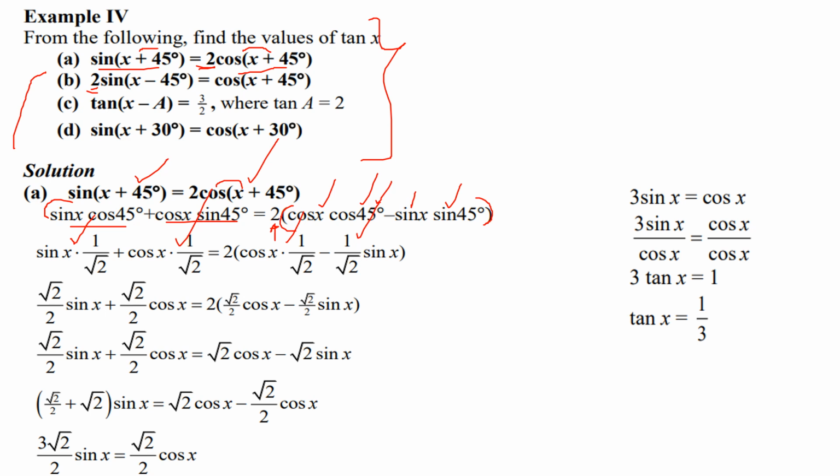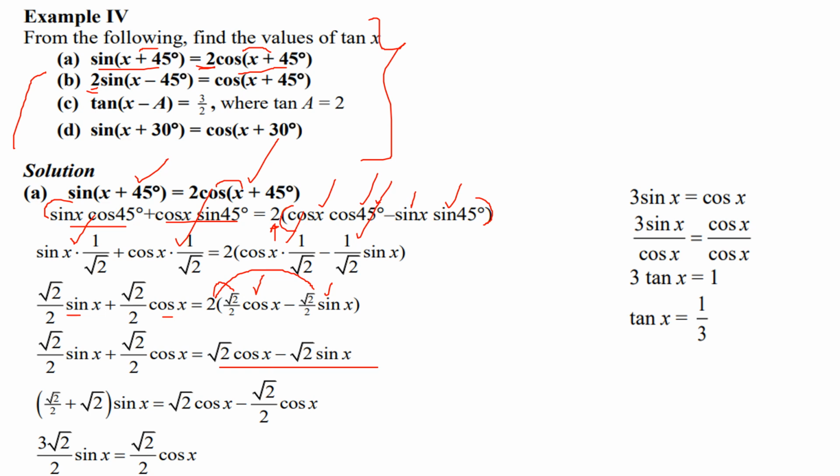Now here you are going to end up with root 2 divided by 2 sin x plus root 2 divided by 2 cos x. Now 2 into the bracket of this. Remember that I told you this 2 affects every expression. So when you're opening up this bracket, that means that 2 is going to multiply this one, and it's also going to multiply this one. So multiplying 2 throughout, you're going to end up with this.